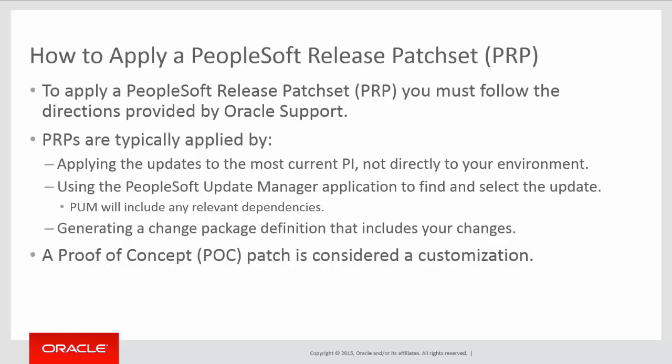The process then is, first, apply the PRP to the most current update image. That's done by using the Update Manager action, Apply Downloaded Individual Posting to PeopleSoft Image. Once that is done, the image is ready and can be used to select the update and apply it to your system, the way you would apply any maintenance. Proof of concepts are different. They are usually created just for you and should be applied directly to your environment and are considered to be done outside the standard PeopleSoft maintenance. Therefore, it's best to think of them as a customization.